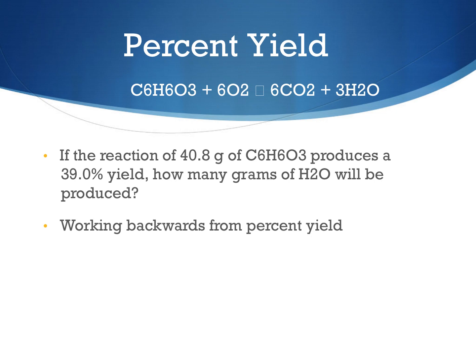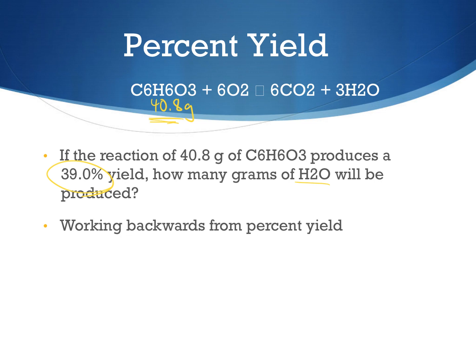If the reaction of 40.8 grams of C6H6O3 produces a 39% yield, how many grams of H2O will be produced? So this is asking a little bit of a different question here. Okay, let's read it one more time. If the reaction of 40.8 grams of starting amount, so that's what we're starting with, produces a 39% yield, how many grams of water will be produced?